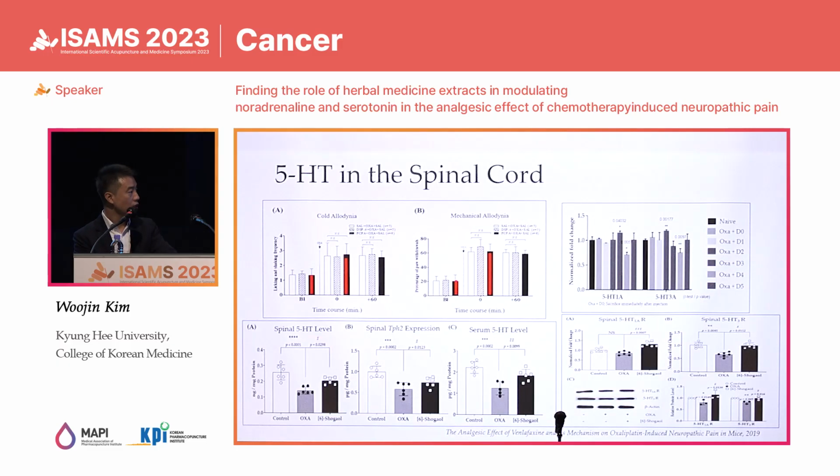Afterward, we moved to the spinal cord to see whether the serotonin level changed. With chemotherapy treatment, the serotonin level and its synthesizing enzyme decreased, and with shogaol treatment, this increased. Furthermore, we wanted to see whether with shogaol treatment, the gene expression and protein expression of serotonin receptors 1 and 3 changed, and indeed they changed after shogaol treatment, showing that serotonin and serotonin receptors in the spinal cord are important in the action of shogaol.